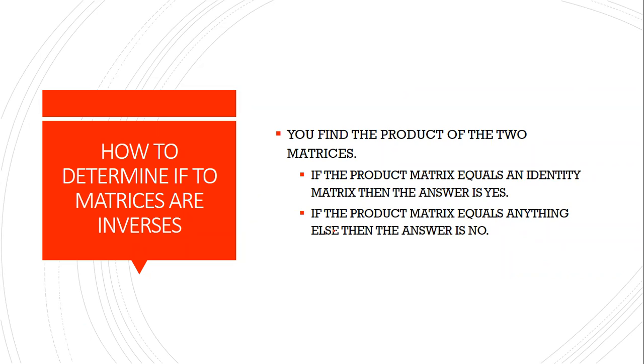How to find it? First, we're going to find the product of the two matrices. If the product matrix equals an identity matrix, then the answer is yes. If the product matrix equals anything else other than it, then the answer is no.